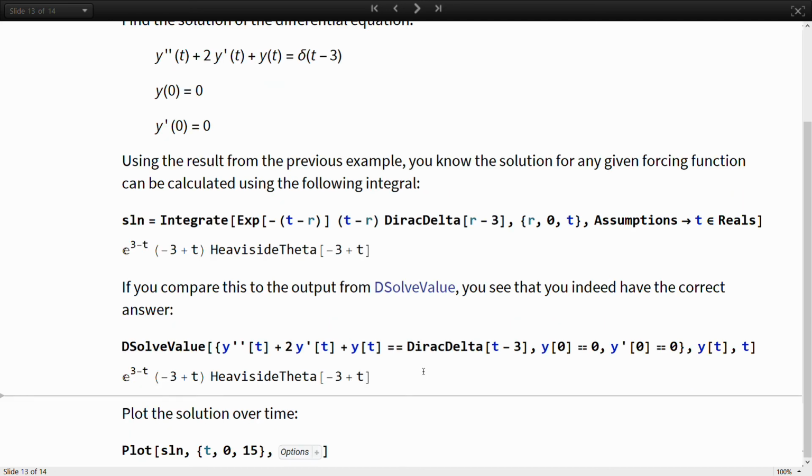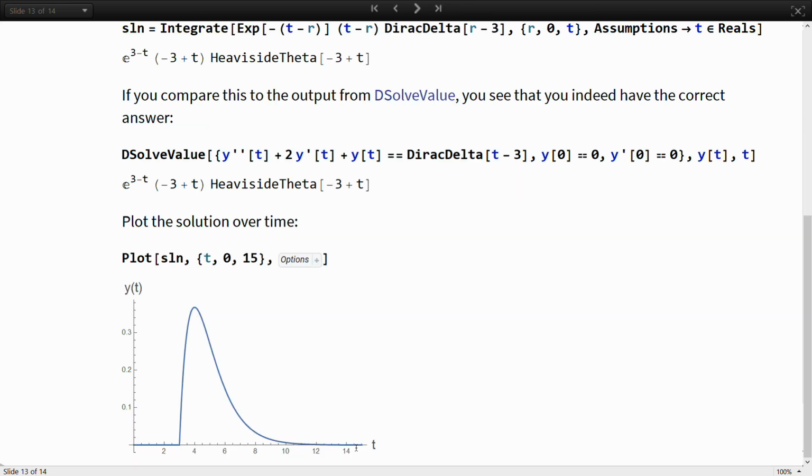We can also see the effect of the delta function in a plot of the solution. The delta function is applied at t equals 3, which is evident in the solution as the function suddenly jumps at that point.